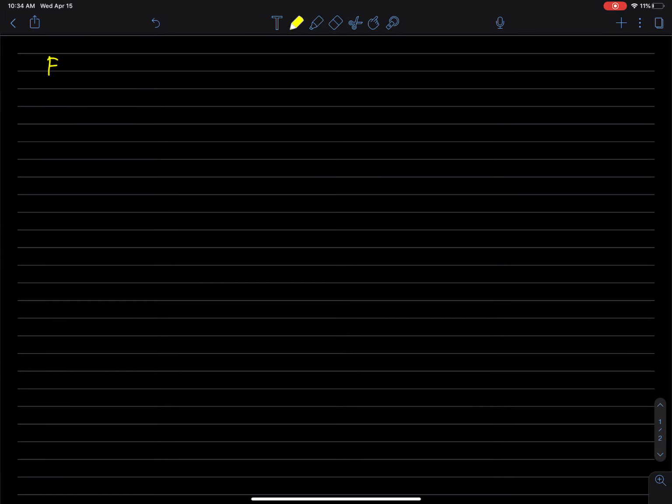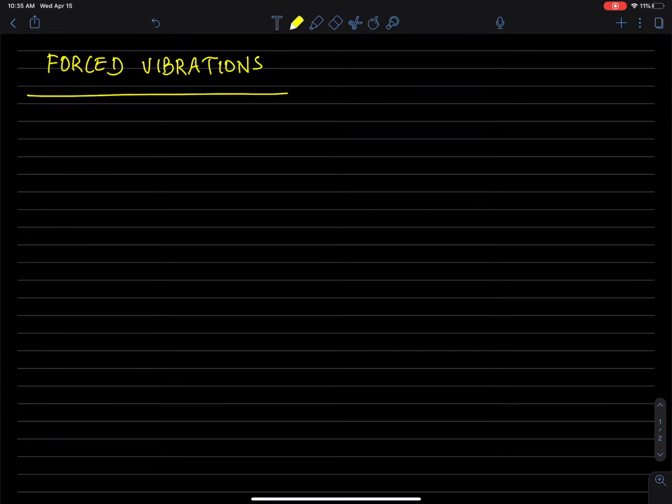The next topic is forced vibrations. This is the final topic of the course. And the simplest example in which one can examine forced vibrations is, again, a mass spring damper oscillator. So we have mass, spring, damper, and then in addition to all these components, we have an external force, F of t.